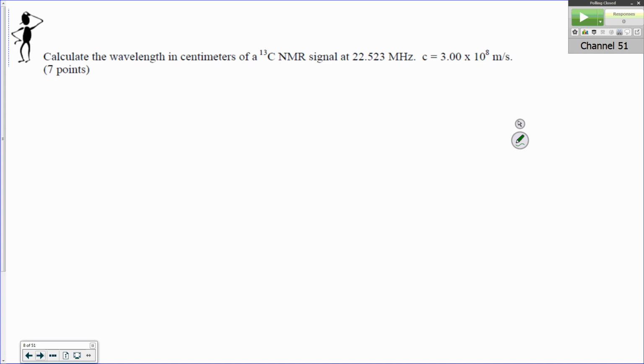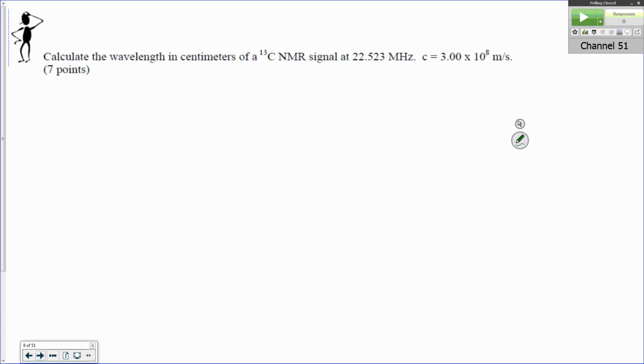Okay, so just first an application of the conversion of units. Last year's exam: calculate the wavelength in centimeters of a C13 NMR signal at 22.523 megahertz. That happens to be where carbon resonates on our NMR. That's the reason I pulled that number out of the air.